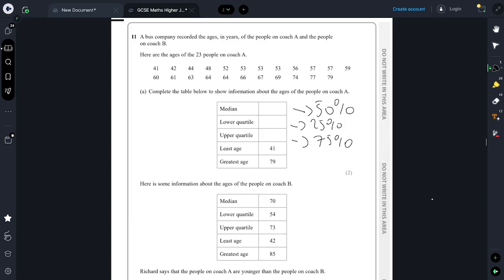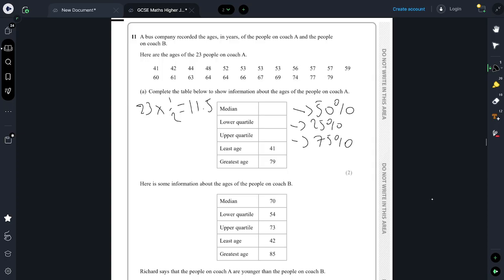So what is 25% of 23? Actually, there's not a clear-cut number to this, unfortunately. Let's do the median first. 23 times a half, which is 50%, or 0.5. That's going to be 11.5.